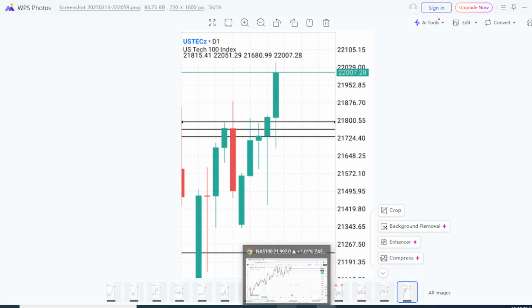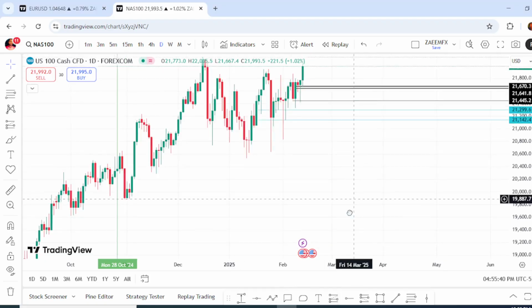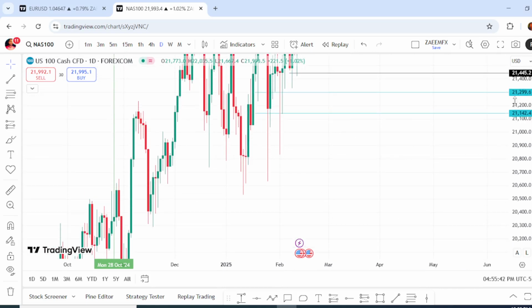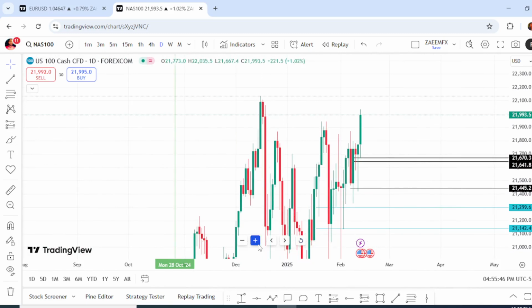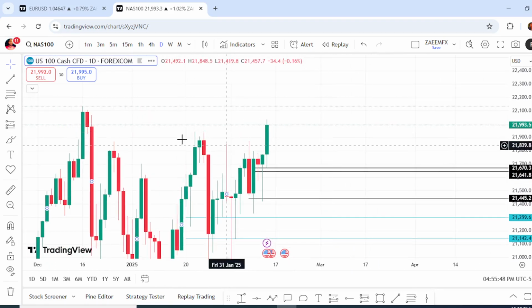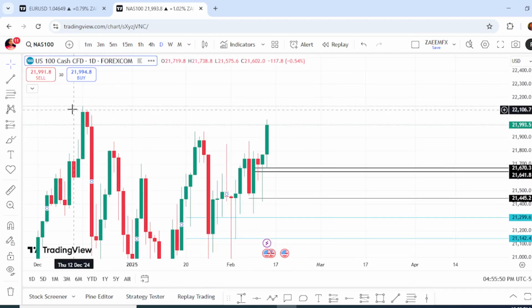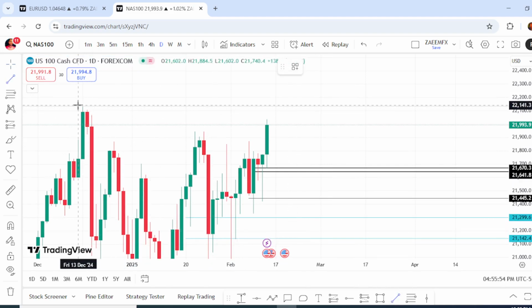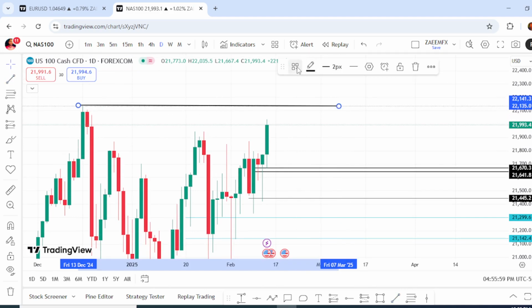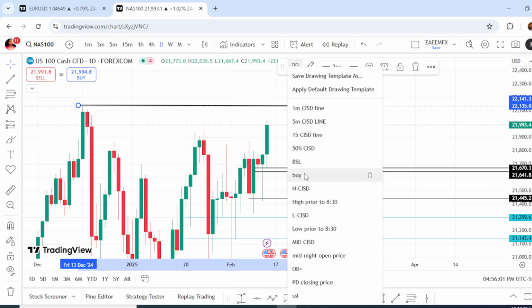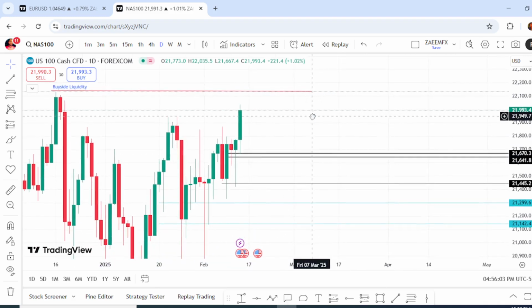But my level was not actually hit perfectly, but they still play a vital role. And the buy side liquidity, maybe tomorrow we hit it. Look at this buy side liquidity. You see how much more buy side liquidity here.